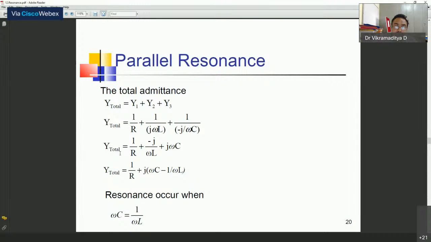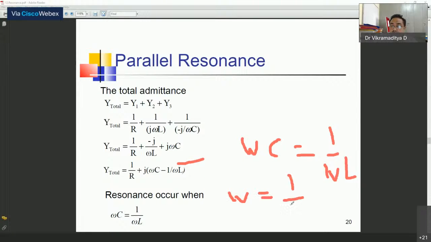Now, once you find the total admittance, it is 1 upon R plus j times (omega C minus 1 upon omega L). As I've already told you, you can apply this to either the impedance or the admittance as per your convenience. The theory will remain the same. Theory says that for resonance to occur, the imaginary part should be 0. The imaginary part 0 means omega C minus 1 upon omega L should be equal to 0. This is the imaginary part of this parallel resonant circuit. So you will find omega C is equal to 1 upon omega L. When you solve it, you will find omega is equal to 1 upon root LC.